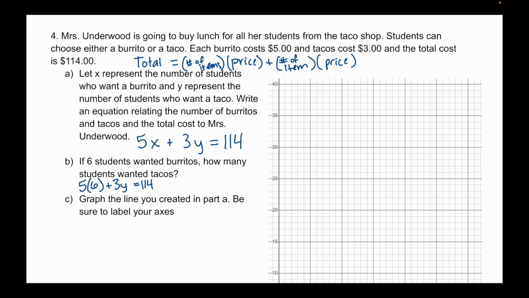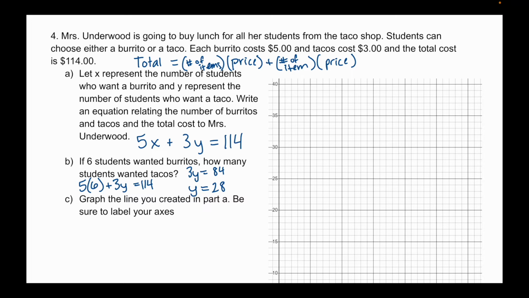But if I subtract 30 from both sides, we'd have 3y equals 84. And then we would divide both sides of that by 3. I just don't really have a lot of space to show it. So 84 divided by 3 is going to give us 28. So y would be 28. That would be 28 students wanting tacos and only 6 of them want burritos.